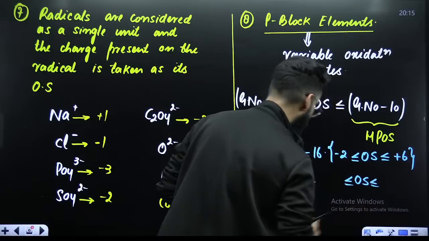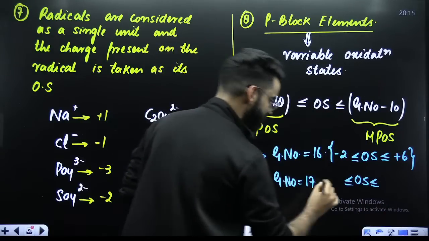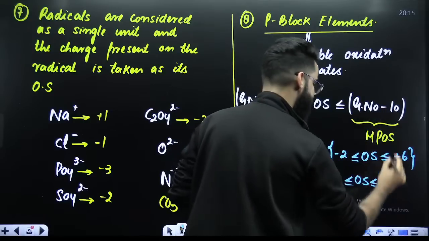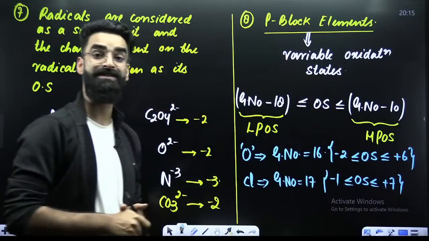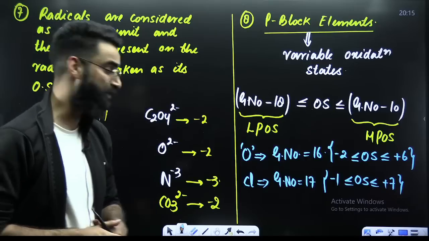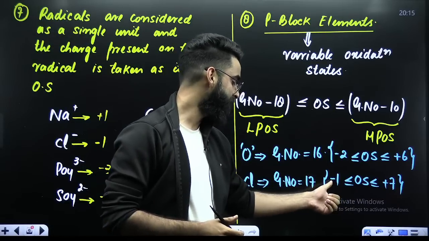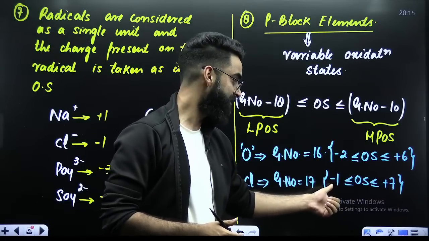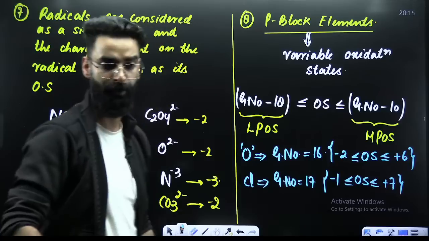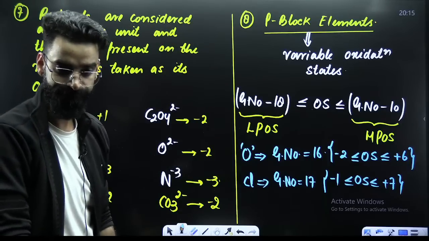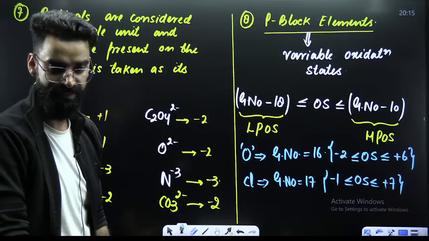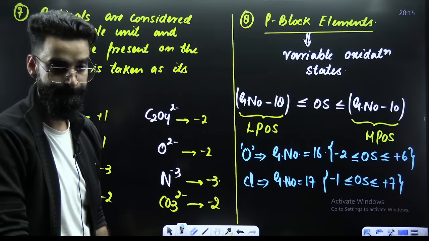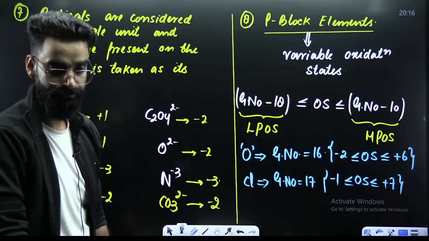So talk about chlorine now. 17 minus 18 comes out to be minus 1. 17 minus 10 comes out to be plus 7. So if I ask you what is the lowest possible oxidation state in case of chlorine? That's minus 1. What is the highest possible oxidation state of chlorine? That is plus 7. I believe I'm clear.